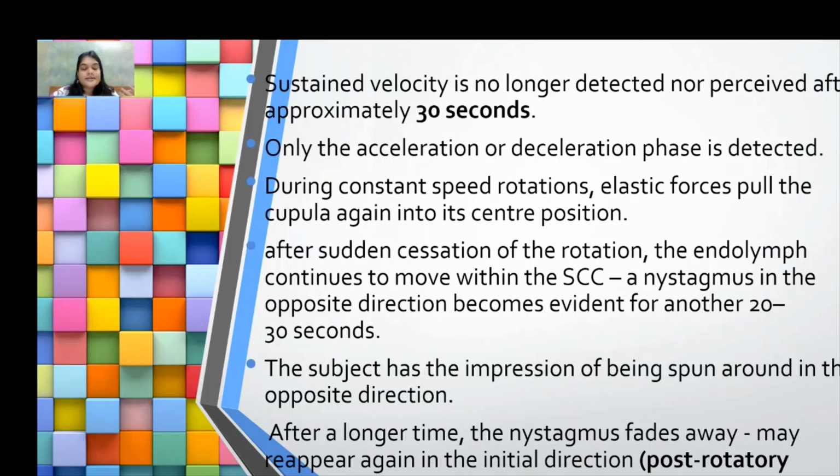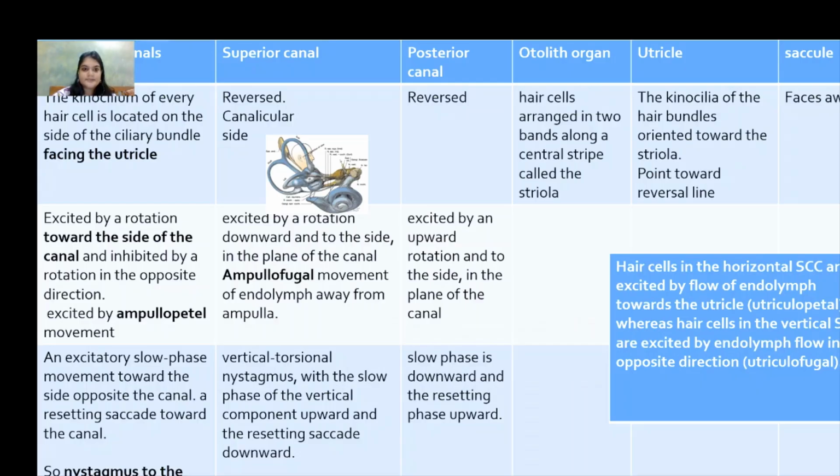So when there is sudden cessation of rotation, what happens according to Newton's law? Endolymph continues to be in a state of motion, so it continues to move in the semicircular canal, and there can be a nystagmus in the opposite direction, evident for 20 to 30 seconds, and we feel that we are spinning in the opposite direction. But after some time, that nystagmus fades away, and the patient can have a nystagmus in the initial direction itself. That is known as post-rotatory nystagmus.